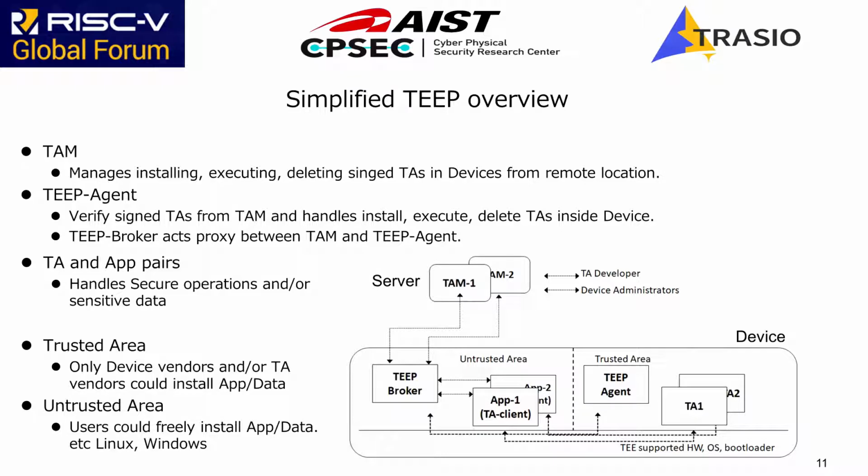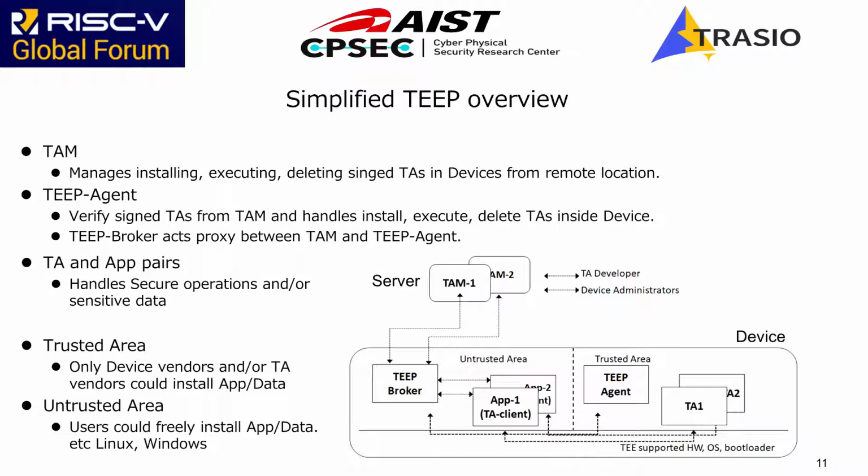In the current TEEP draft, all the triggers happen from the device side. However, to make the explanation easier to understand, I'm going to talk as if the trigger is happening from the TAM side. So the TAM will send the message to the TEEP broker, and the TEEP broker will relay the message to the TEEP agent, and then the TEEP agent will verify the signature of the message itself, whether it's from the real TAM. If it's okay, then it's going to verify the signature of whether the TA is the real TA, and if it's okay, then it's going to install it to the secure storage in the device. That's install.